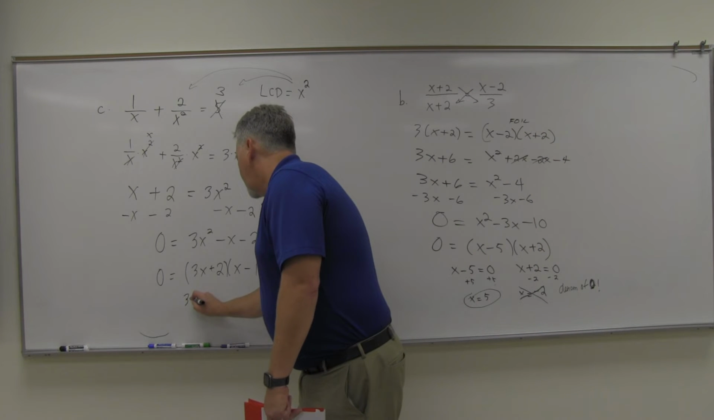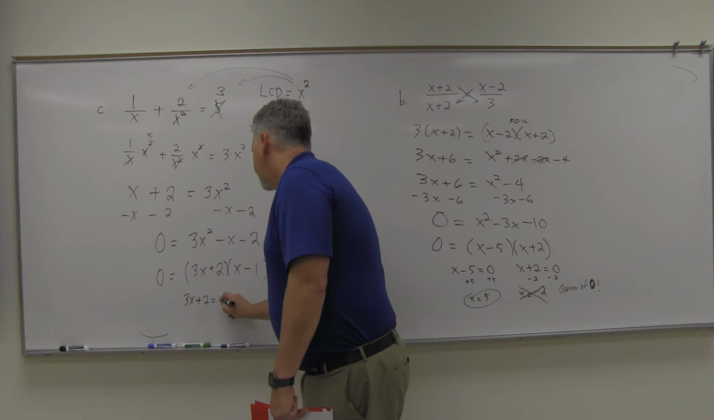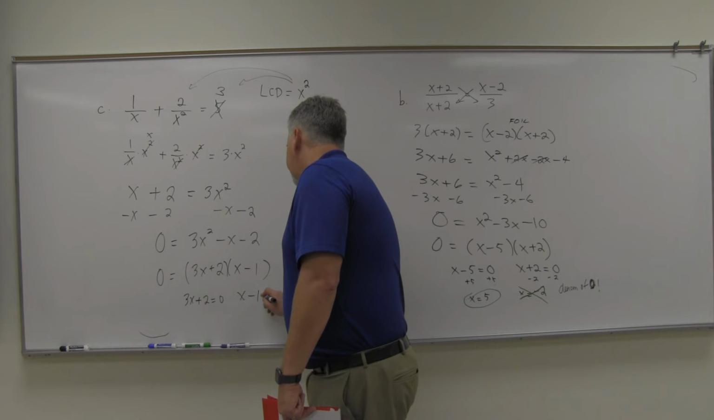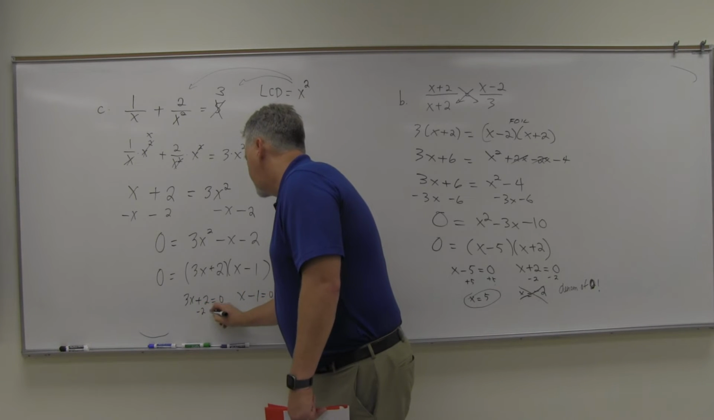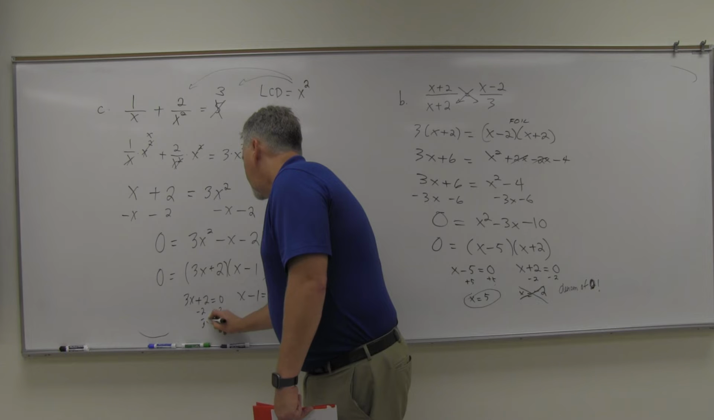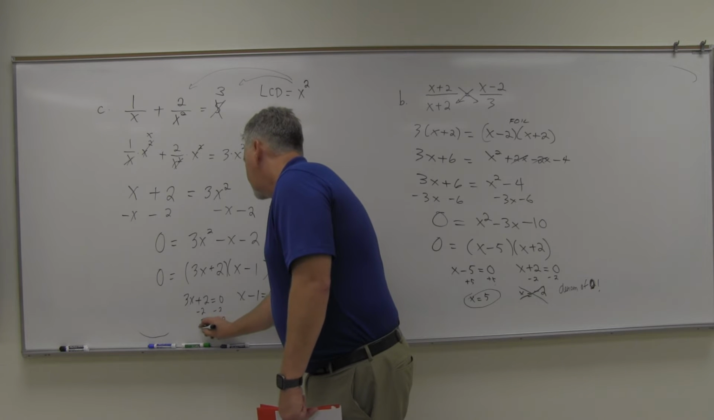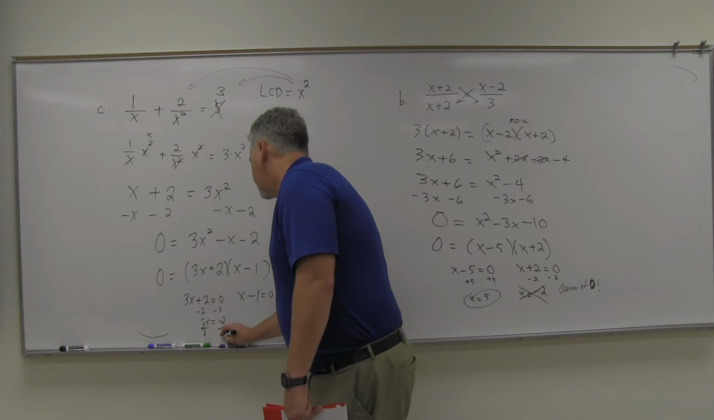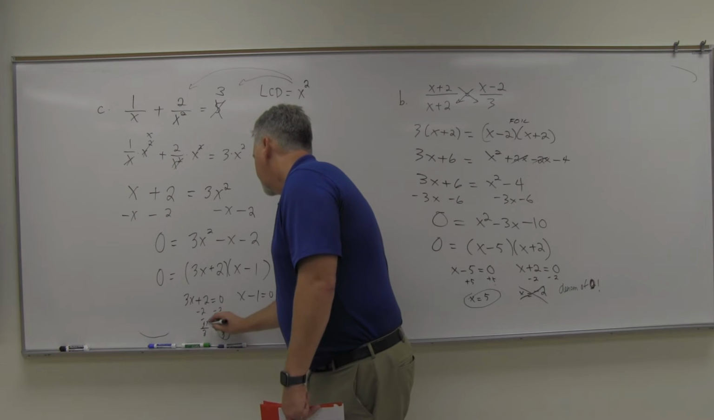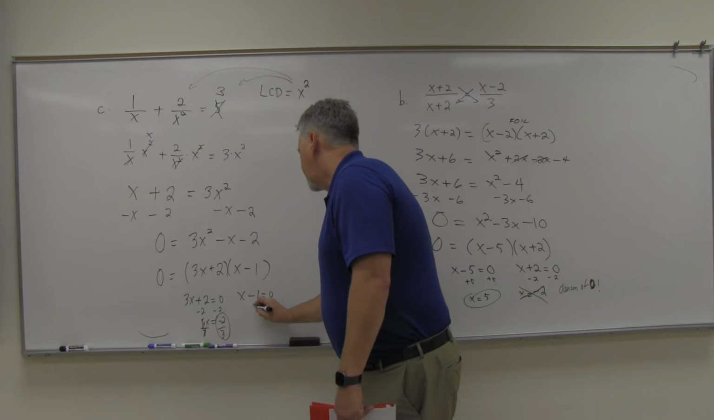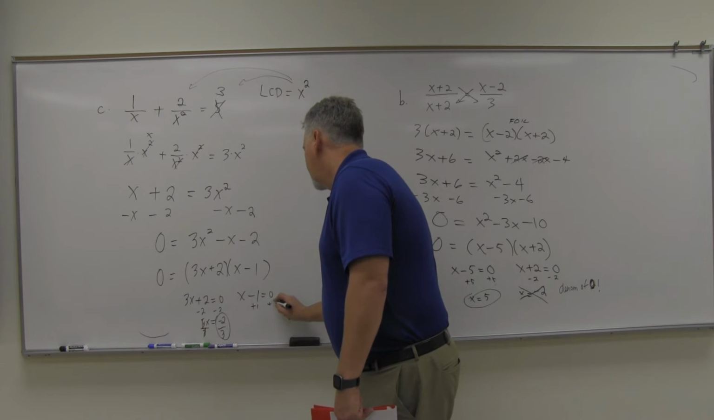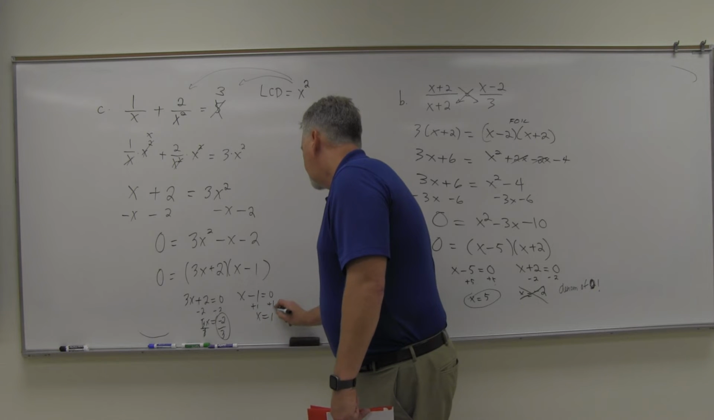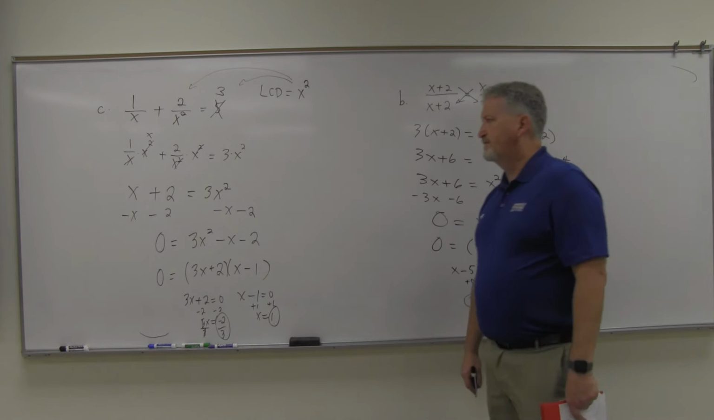All right, then you've got 3x plus 2 equals 0, and x minus 1 equals 0. And so we've got 2 answers here. 3x equals negative 2, so that's negative 2/3. And then you've got plus 1 here, so x is 1. So we've got 1 and negative 2/3.